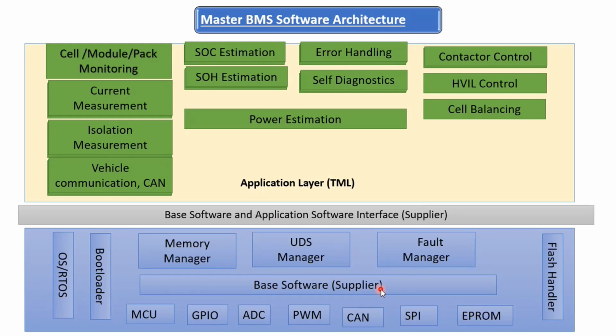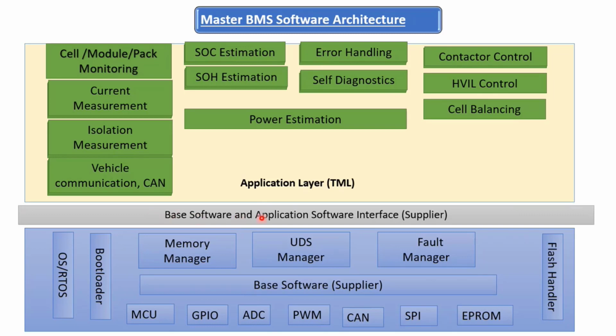So this architecture we have seen. Again, as a summary, the architecture has an application layer, a software layer, and the flash handler. In the application layer, we check cell, module and pack monitoring, current measurement, isolation measurement, vehicle communication, CAN or SPI, and we estimate SOC and SOH, error handling, self diagnostics, contactor control, high voltage interlock control, cell balancing, and power estimation. All this will be done in the application layer, where you can see it in your dashboard.